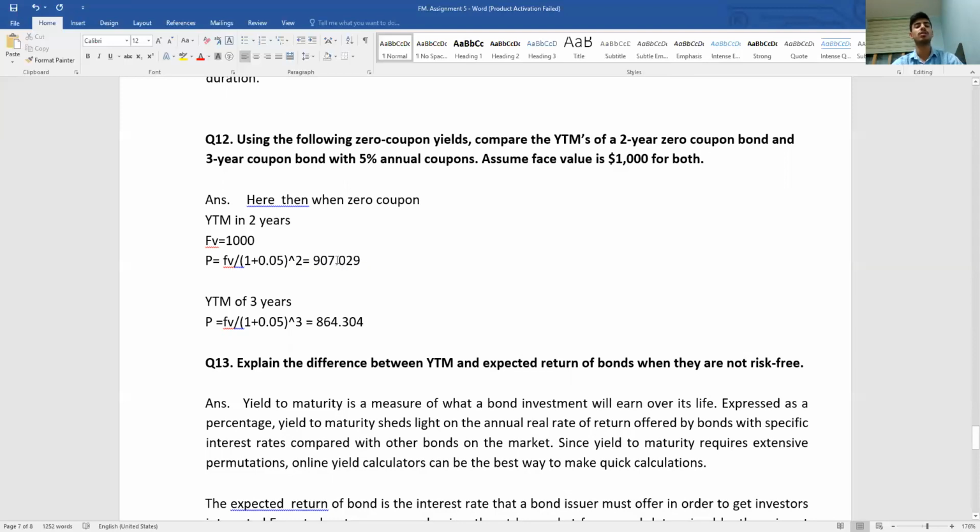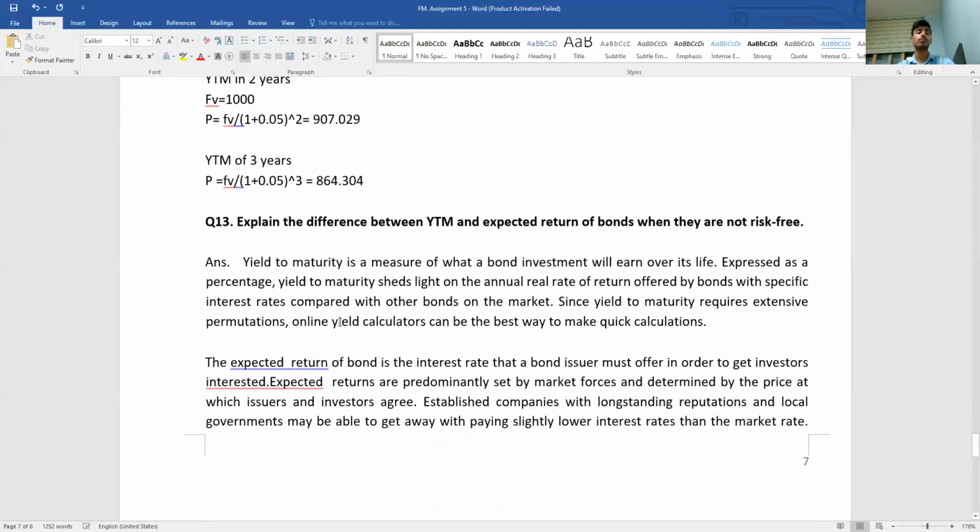So 907, and the yield to maturity for 3 years is power 3. Then our answer is 864.304.